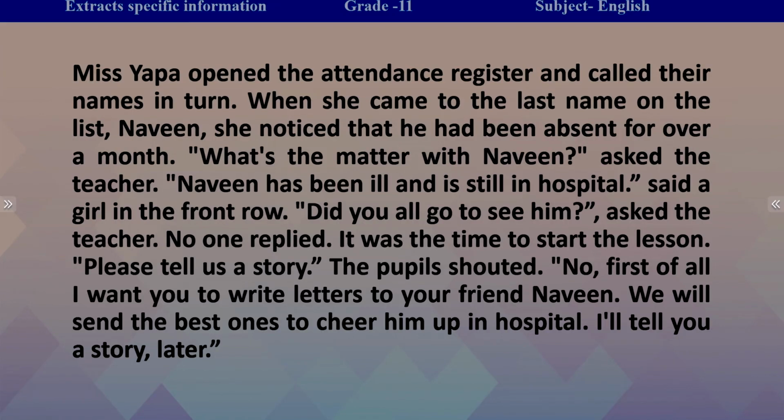"What's the matter with Naveen?" asked the teacher. "Naveen has been ill and is still in hospital." Oh, what happened to Naveen? "Naveen has been ill and he's in hospital," said a girl in the front row. "Did you all go to see him?" asked the teacher. No one replied. It was the time to start the lesson. "Please tell us a story." Yes, I know, you all love to listen to stories. The pupils shouted. "No, first of all, I want you to write letters to your friend Naveen."